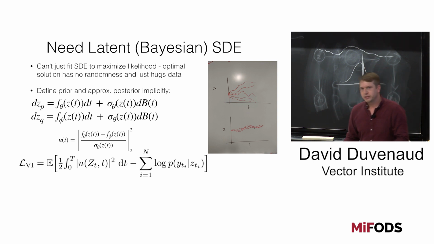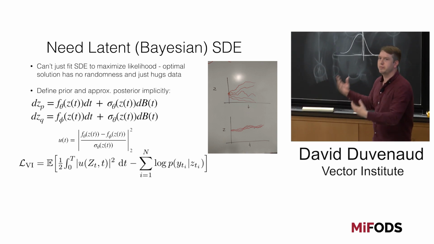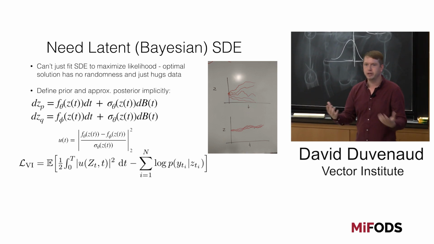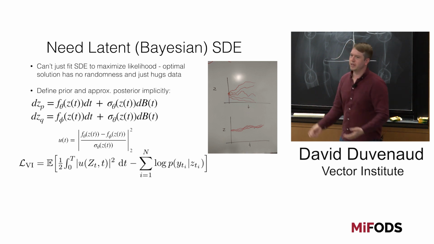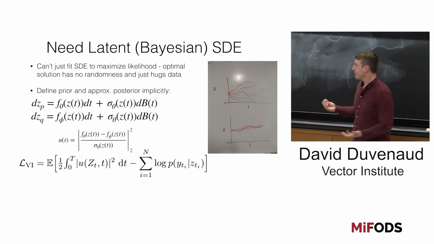What we actually need to do is define a prior over functions and then somehow condition on the data to get a posterior over functions. This is the right thing to do. It's what we do when we use Gaussian processes, for instance. And it just so happens that we have a new way to define distributions on functions, which is through SDEs.